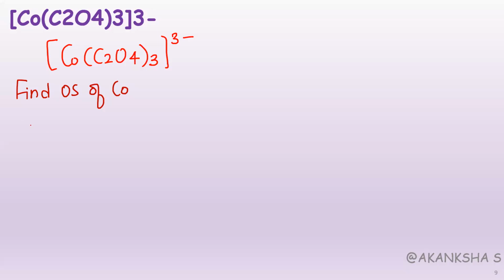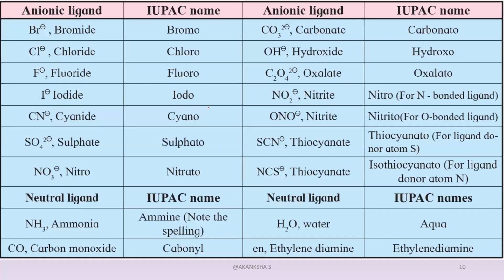Let's see. We have 1 cobalt, then we have 3 C2O4 and the total charge is -3. Let's try to find out what is C2O4. We see over here, C2O4 is nothing but oxalate. And what is the charge on it? Charge on it is -2.